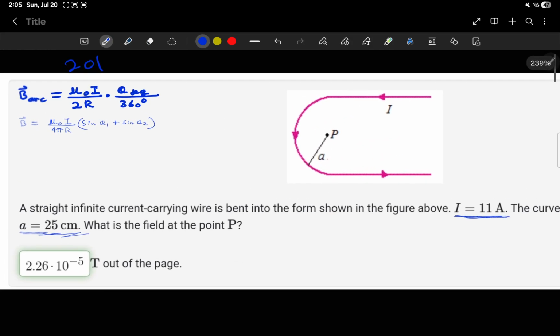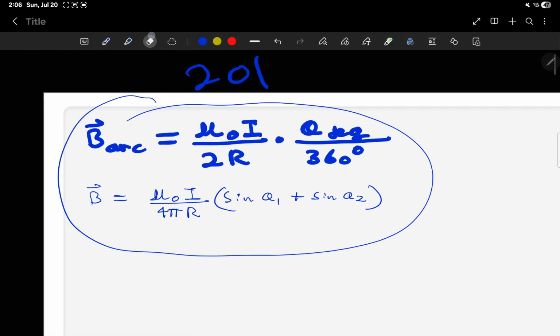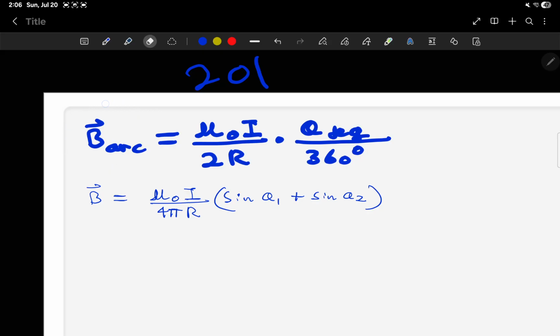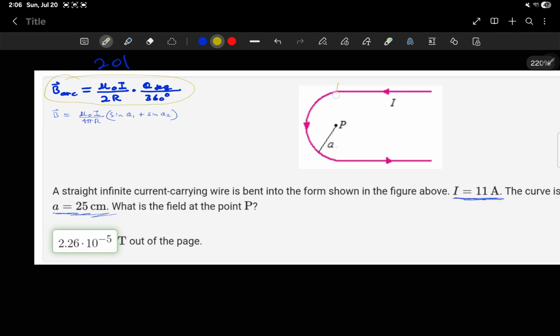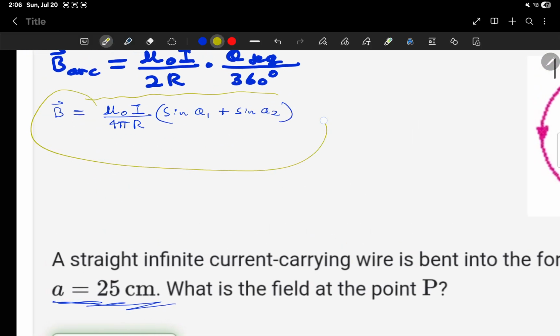So the way to start with this problem is that we need to use these two formulas. This formula is for the semicircle exclusively, and this formula is generally for wires. And there's a reason behind why I'm using this formula for the wires and not this formula that we're usually used to using.